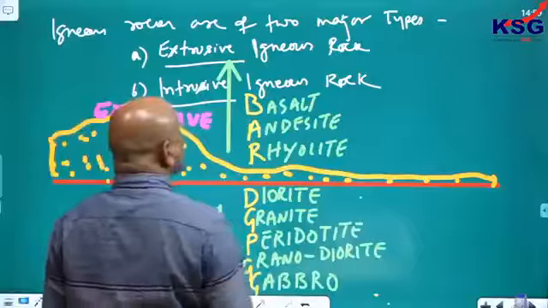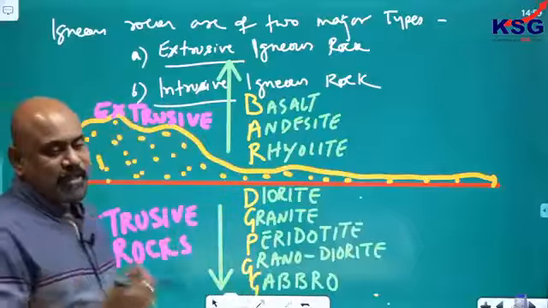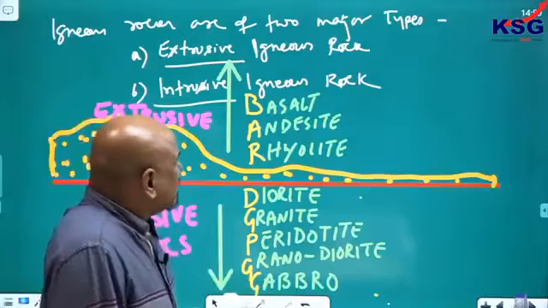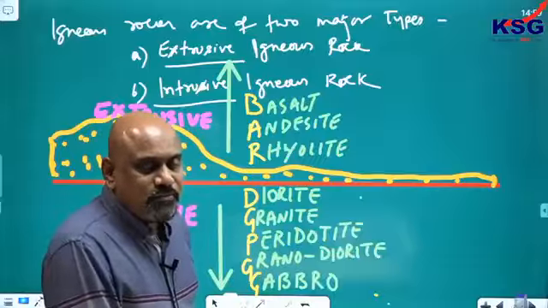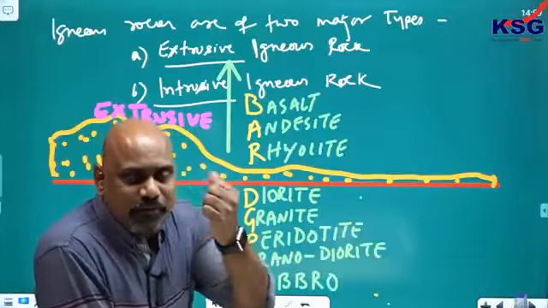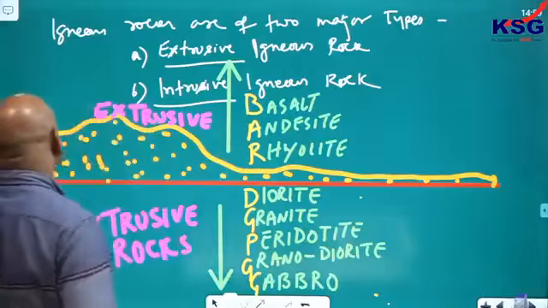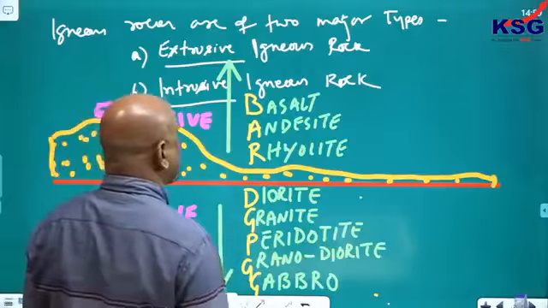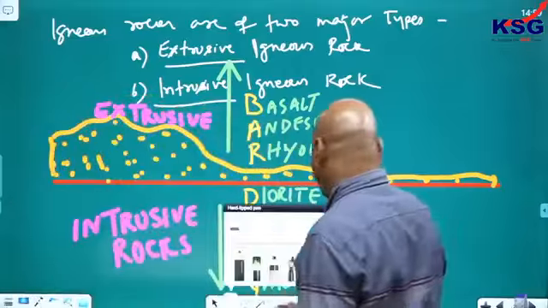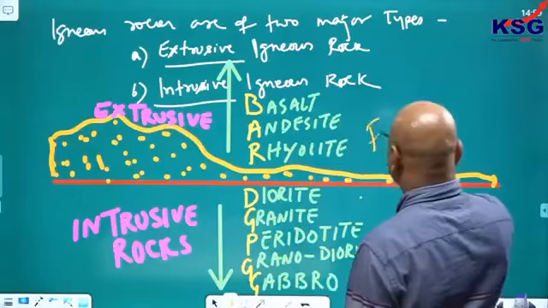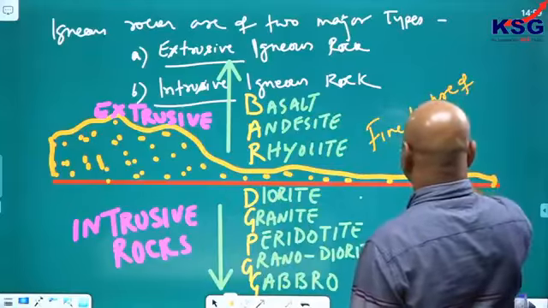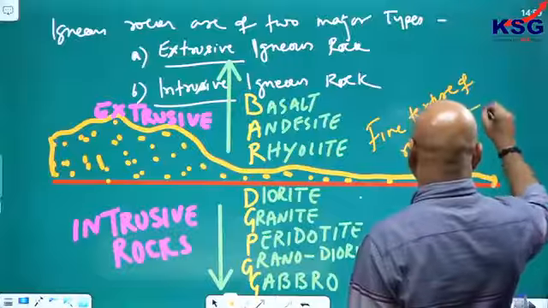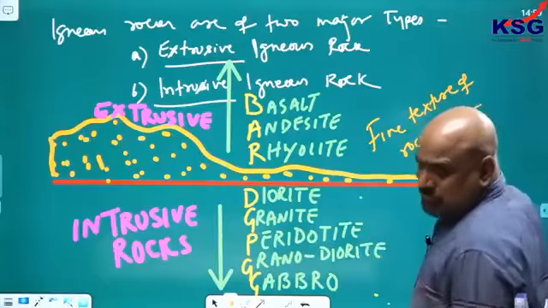Now, you tell me which one will have more fine texture? Which will have fine texture, extrusive or intrusive? Where you have fine texture, the texture will be very fine. Fine texture of rocks, which one? Extrusive or intrusive?